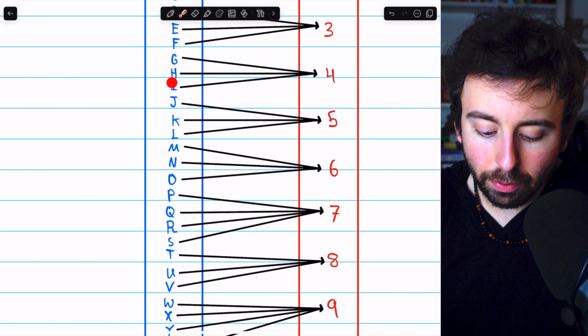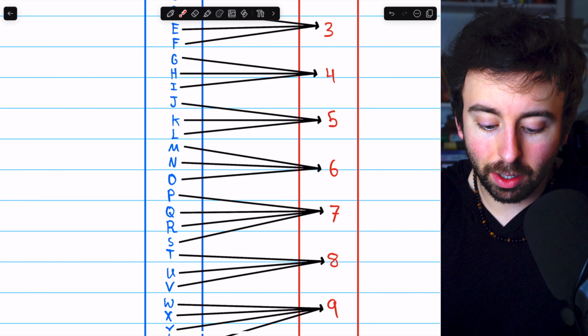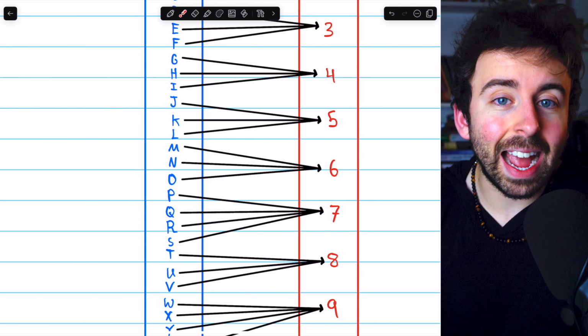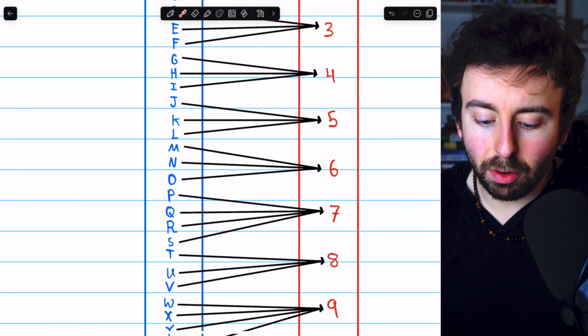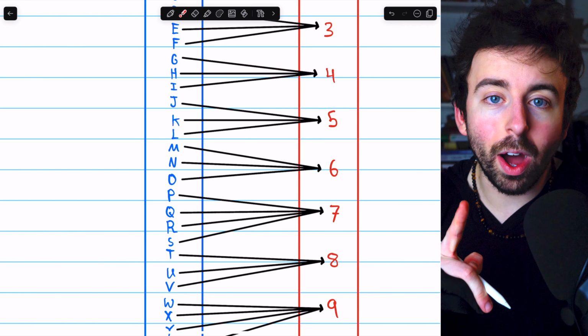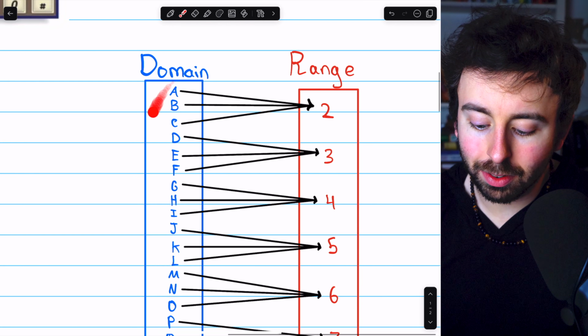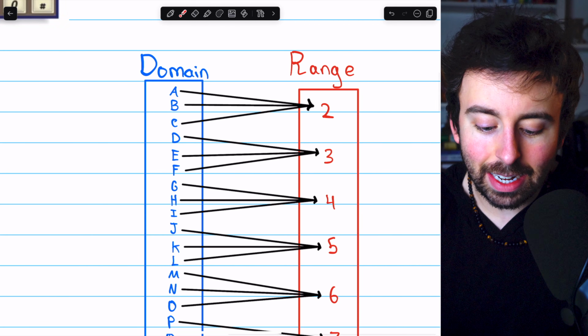G, H, and I, for example, all map to 4, but that's fine because G, H, and I all have exactly one output. It doesn't matter that their output happens to be the same. They each have one defined output. So this mapping from the letters to the numbers is indeed a function.